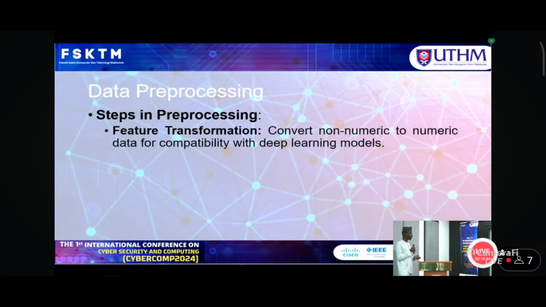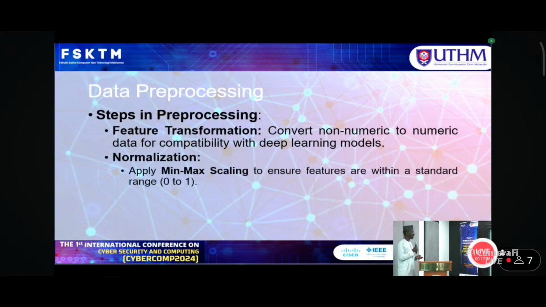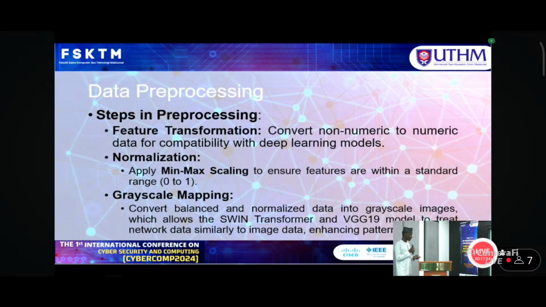The stage that we have is feature transformation, which converts non-numeric to numeric data for compatibility with deep learning models. All non-numeric data will be taken and converted to numeric data. Then we have normalization, in which we take the values and transform them into the range of 0 and 1. Then the grayscaling. Convert balanced and normalized data into grayscale images, which allows the Swin transformer and VGG model to treat network data similarly to image data, enhancing pattern recognition. The grayscale serves black as 0, and 1 serves as the highest number that we have there.